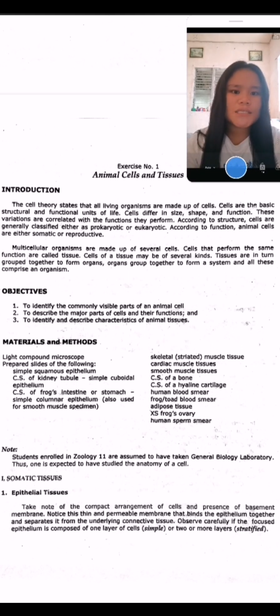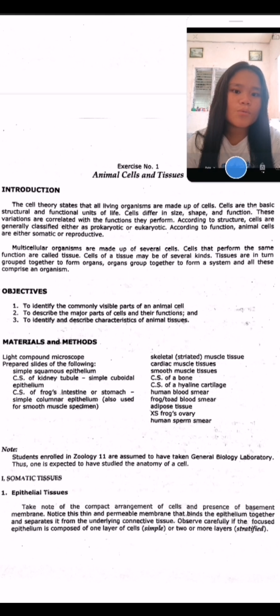Multicellular organisms are made up of several cells. Cells that perform the same function are called tissue. Cells of a tissue may be of several kinds. Tissues are in turn grouped together to form organs. Organs group together to form a system, and all this comprises an organism.